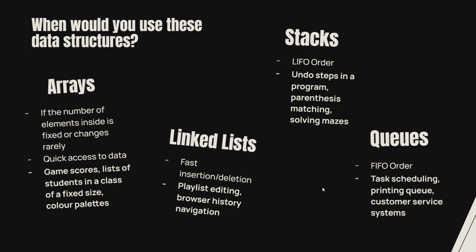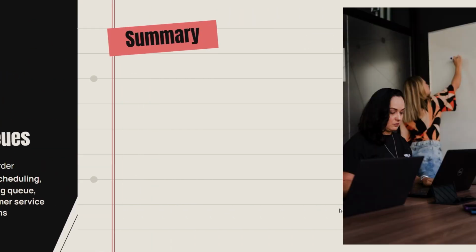You use queues in task scheduling for operating systems or programs. There's things like the printing queue, which I've had to fuss with so much on my computer or at work. Whenever you want to print something, you add it to that queue, and the printer prints it all out in order. Or in customer service systems, where the first customer in is the first customer you help out.